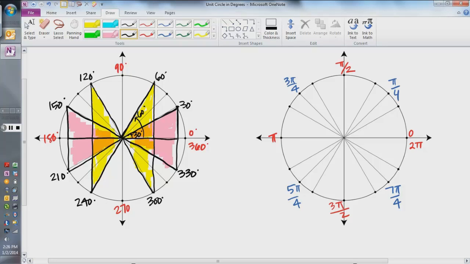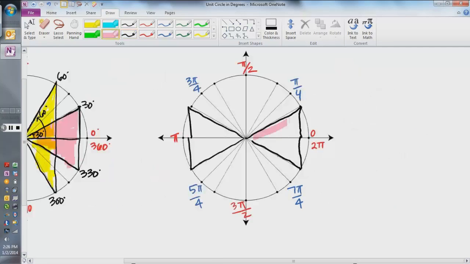Looking over in radians, same idea. I have these 30 degree reference angle triangles that I'm going to color in pink. Although now, because we are working in radians, I'm not going to say 30 degrees, I'm going to say pi over 6.